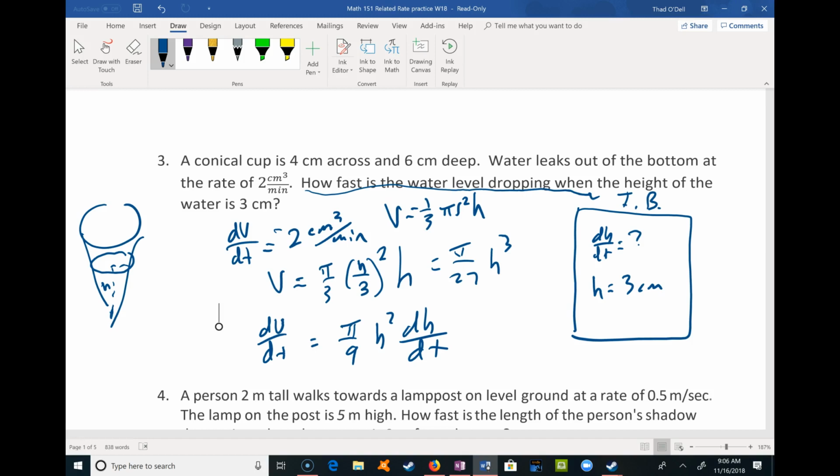Then the derivative, we got that. You all good now? So, can we plug stuff in? Yes, let's do it.